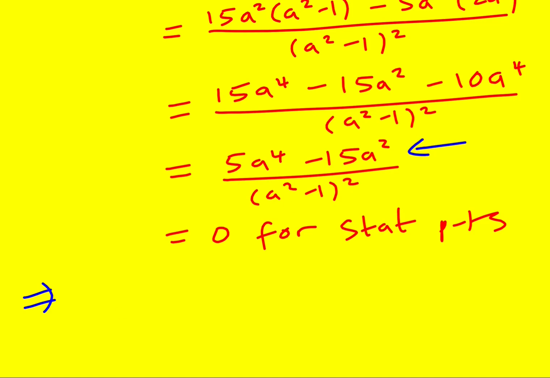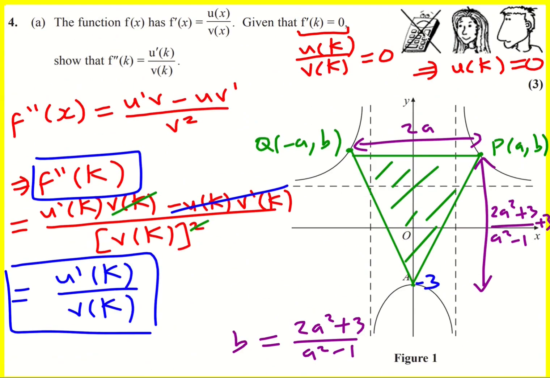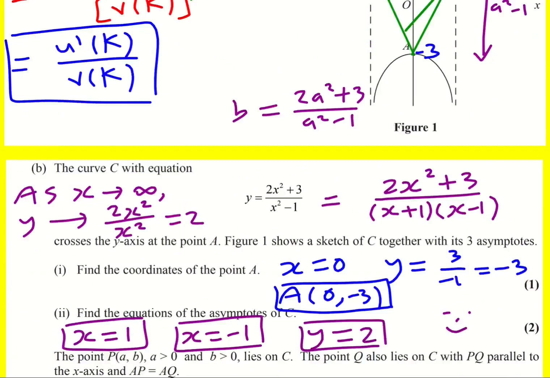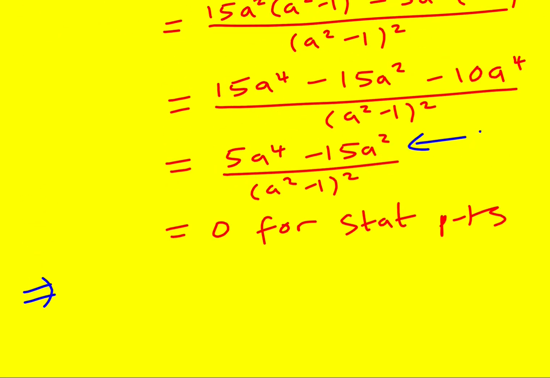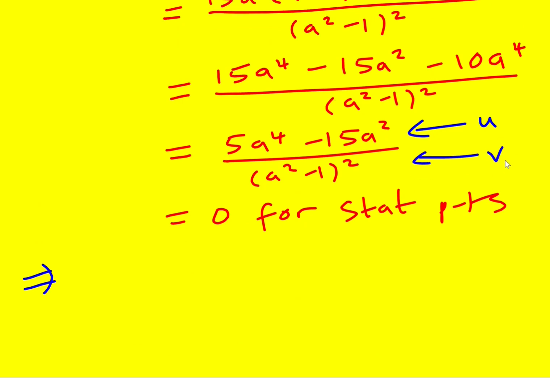And this is already bringing back memories of part A, where we had that the derivative was a fraction and it was equal to 0. So we concluded that the top was equal to 0. Now that u is basically this u here, and this would be v. So we'll bring that back in a bit.